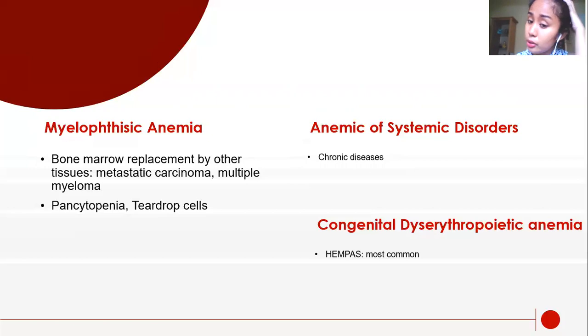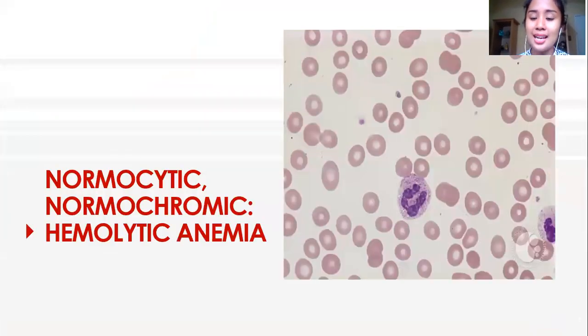Class, underline doon yung HEMPAS. Yan, HEMPAS. So, it talks about congenital dyserythropoietic anemia. Last na. Yan. Hemolytic anemia. That's when hemolytic anemia. So, usually, yung may mga hemolytic anemia, pwedeng pag in-extract mo sila, automatic-lysed na yung plasma. Yan. And it's normocytic and normochromic. So, normal pa rin yung size, normal pa rin yung hemoglobin.